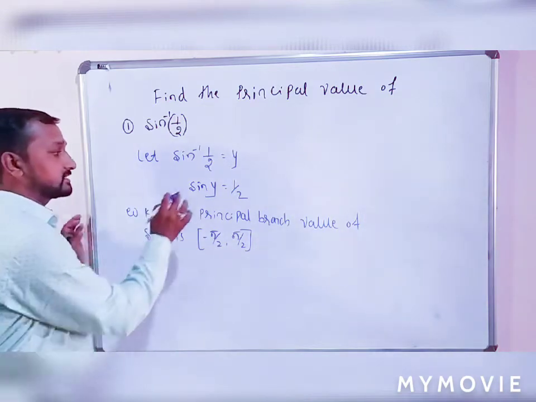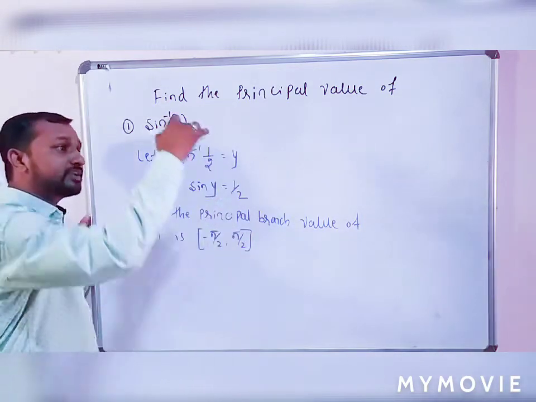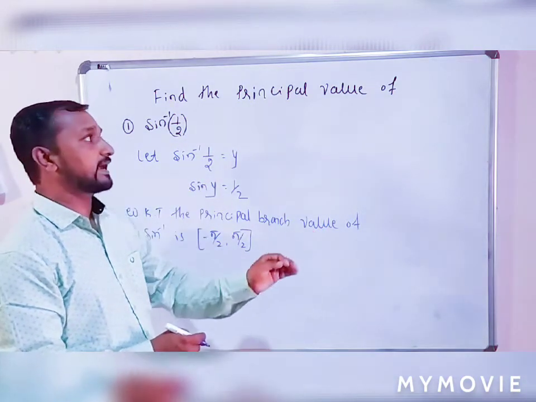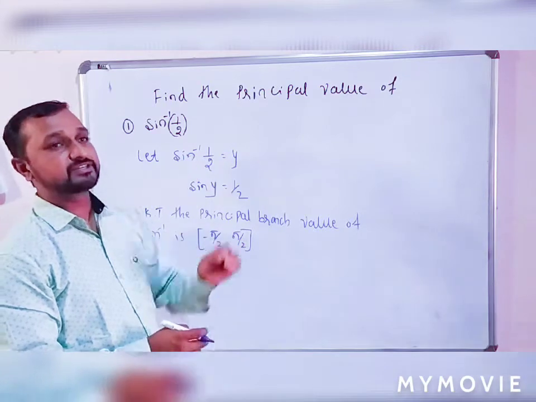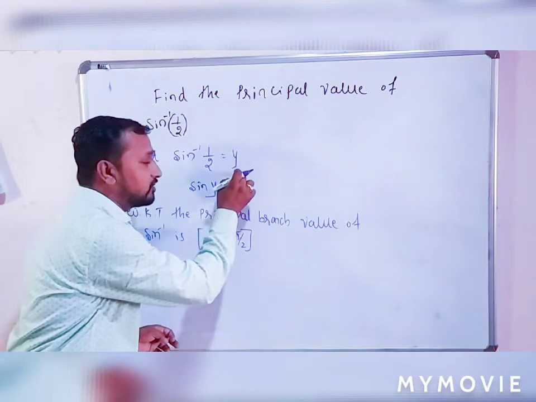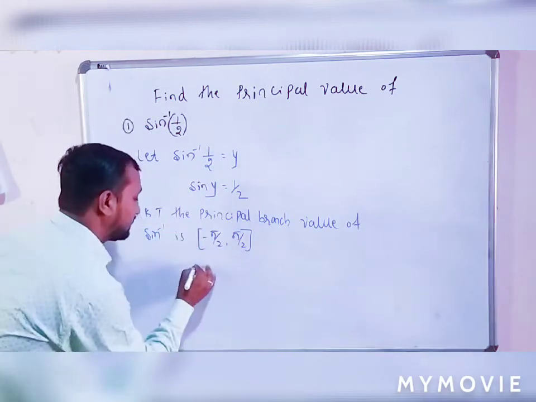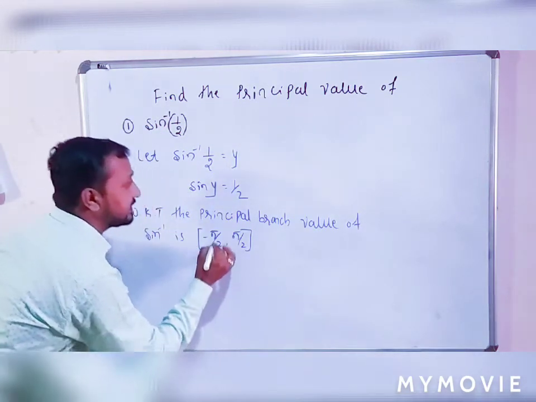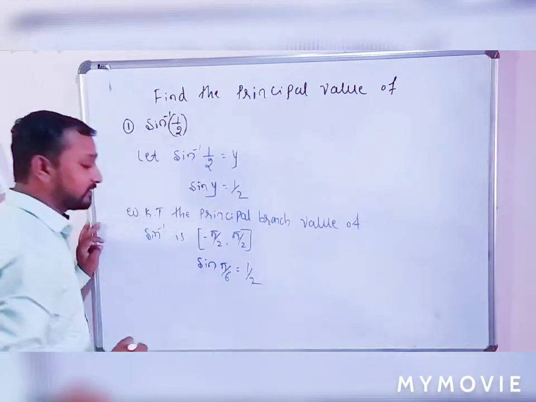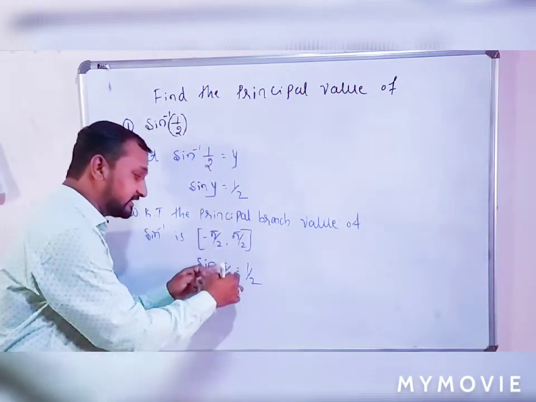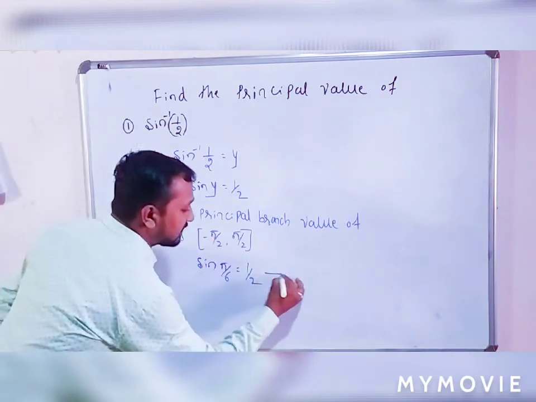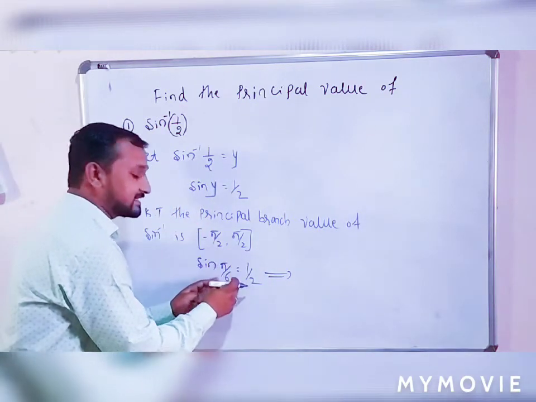So sine y equals 1 by 2. In which angle is the value of sine y equal to 1 by 2? Already we know the angle measurements of standard trigonometric functions. Here we know that sine pi divided by 6 is equal to 1 divided by 2. The value of sine 30 degrees is nothing but 1 by 2. Is that clear? So this implies that, keep pi by 6 as it is.